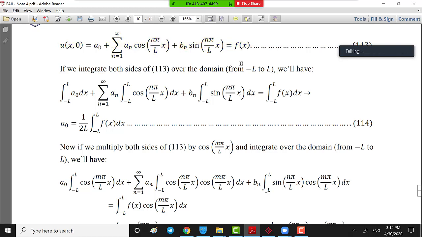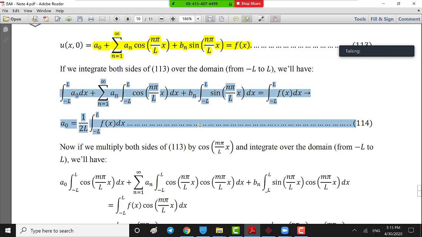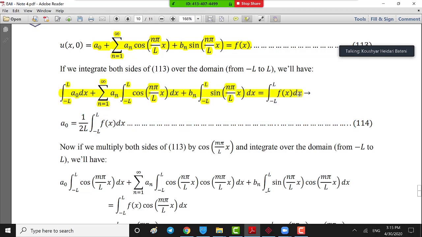Now, we have to take care of a0 first. But how do we do that? It is not actually very difficult. If we integrate both sides of this equation with respect to x from minus L to L, which is the domain of x for Van de Heat equation type 5, then we're going to have this equation 114 that you see, right?